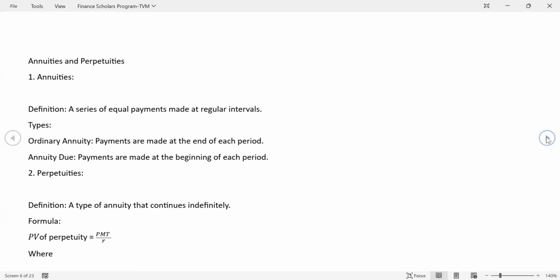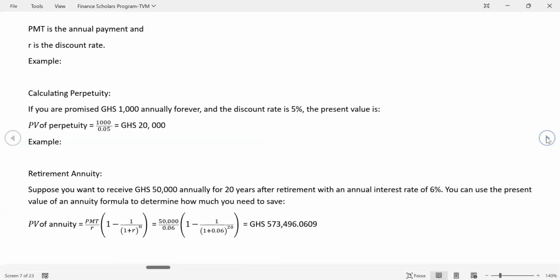Okay. So perpetuities are a type of payment that continues indefinitely. So you are paying and paying till you die. If you want to find the present value of that perpetuity, it's just the payment you are making regularly and then the interest rate, which gives you the present value of that perpetuity. The PMT is just the annual payment, like I said, and the discount rate. So, example, calculating a perpetuity: if you are promised 1,000 annually forever, and the discount rate is 5%, the present value of that perpetuity is your 1,000 divided by 5%, which is 20,000.